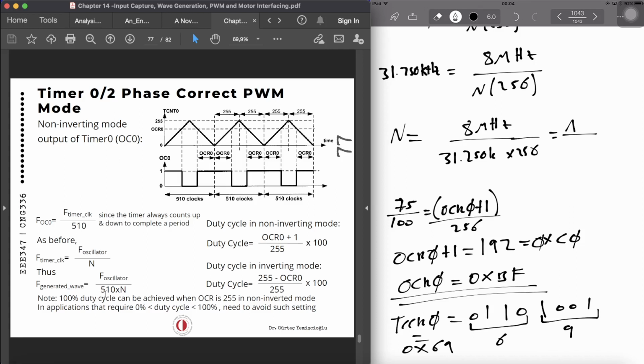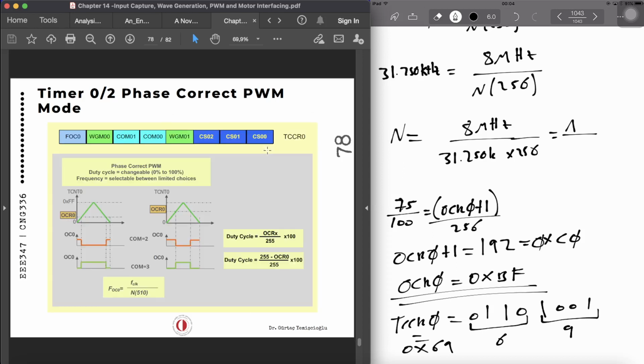And as you can see, for the generated wave, we are using 510 clocks and 510 clocks over there as well. So then the duty cycle is going to be 255 and 255 minus OCR0 and OCR0 plus 1 for the non-inverting versions, because we can have 255 and 255. So we can achieve a duty cycle between those.